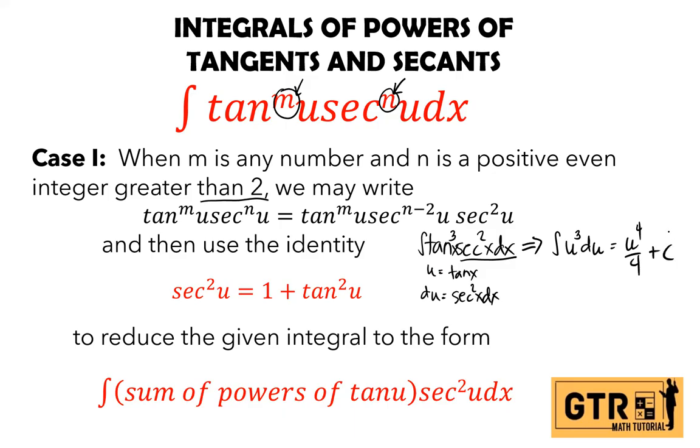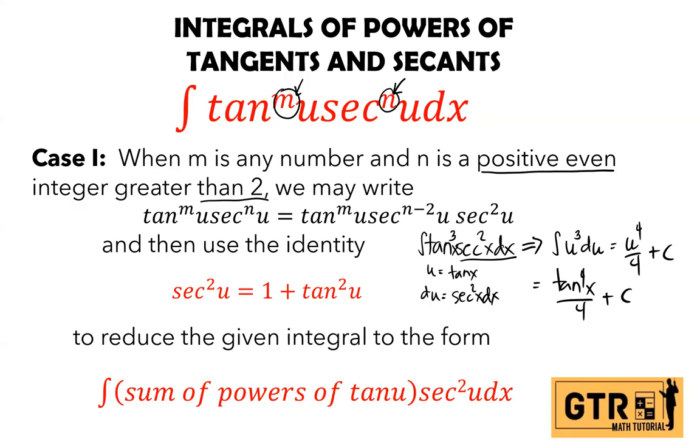So we have a direct formula if n is just 2: we just use the formula, the integral of u to the n du. The final answer is tangent to the 4th x over 4 plus c. That is why the value of n should be greater than 2, a positive even number greater than 2, so this should be 4, 6, 8, and so on.